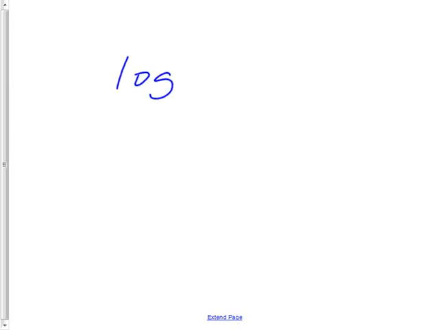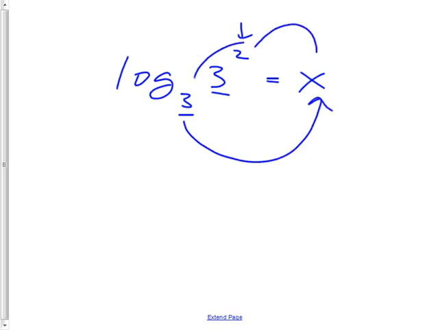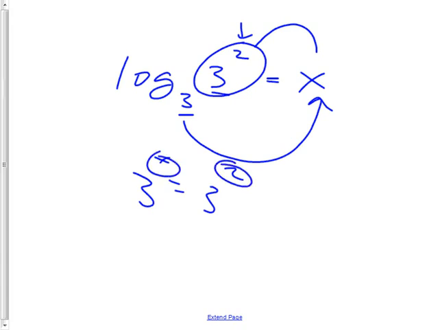All right. So here is a little quick review. You learned some properties that make these way fast to do. What's the answer to that? 2. Because if this and this are the same, then the answer is the exponent. And the reason why is because if I set this equal to x, I can go 2 to the x equals 3 to the 3 to the x equals 3 to the second. And that makes total sense then that x must be 2.